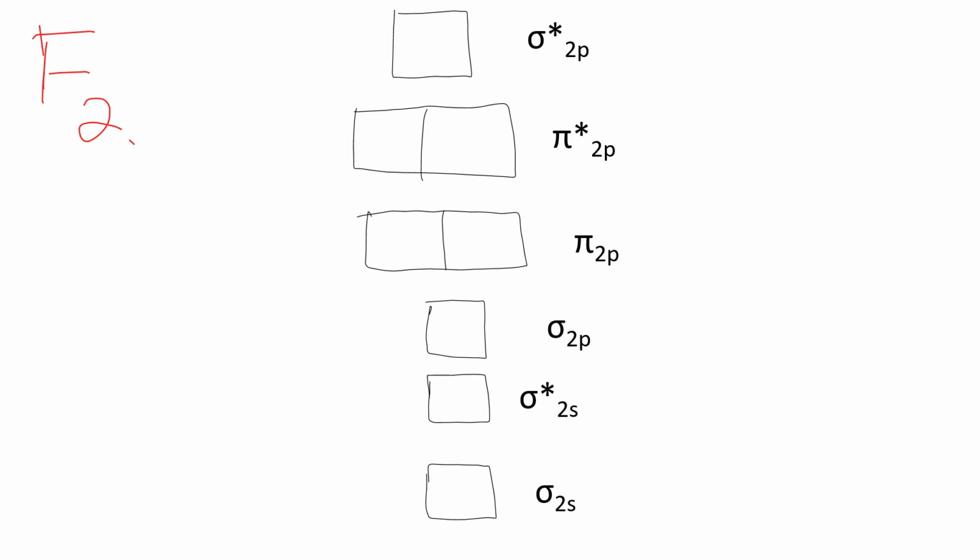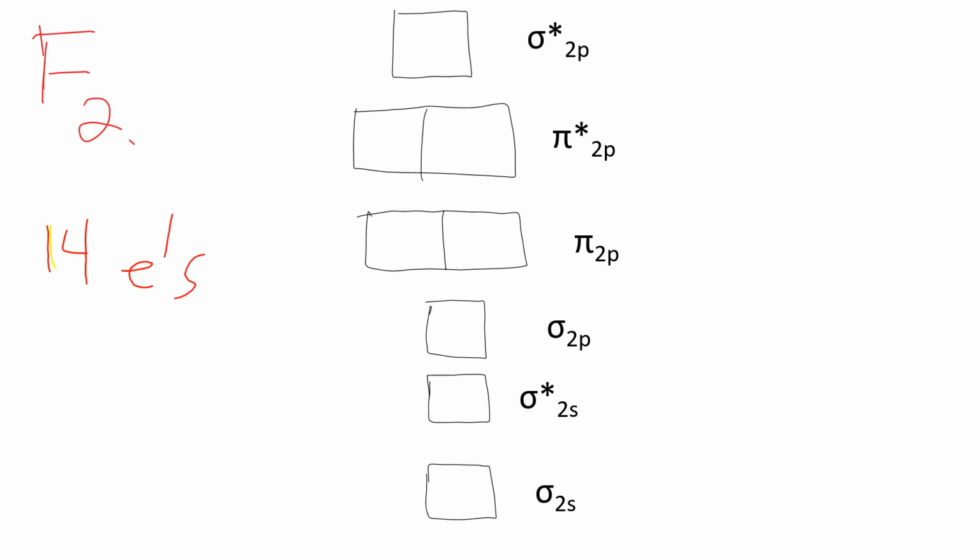We keep on going for F2. Notice that once we've switched the patterning, it stays that way. It's not going back and forth. That sigma 2p is still lower than the pi 2p. Once you've made that switch for oxygen, you keep it that way. So now if we do this for F2, each fluorine has 7 valence electrons, so we're at a total of 14 valence electrons we need to place.